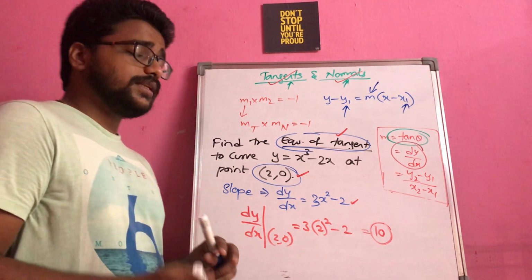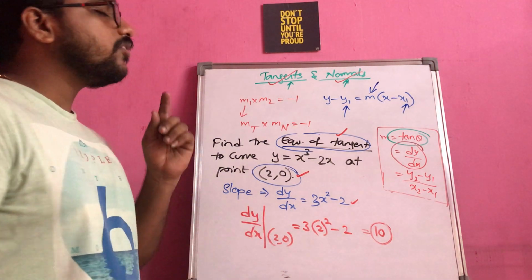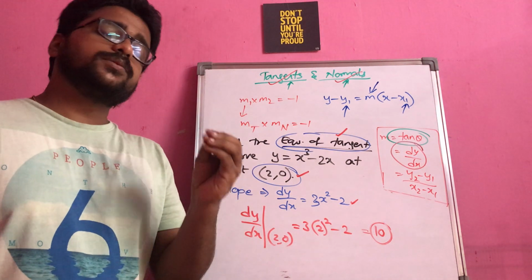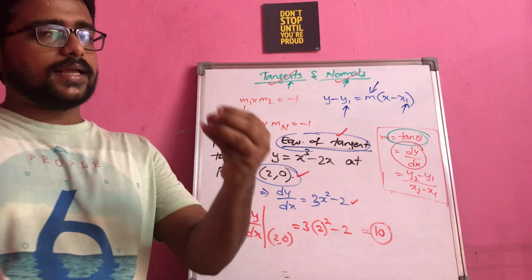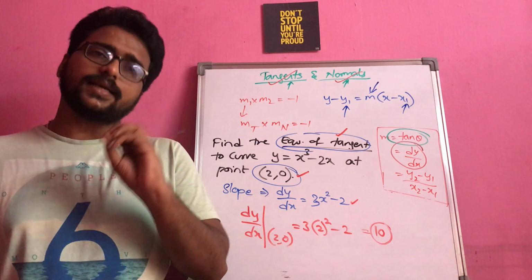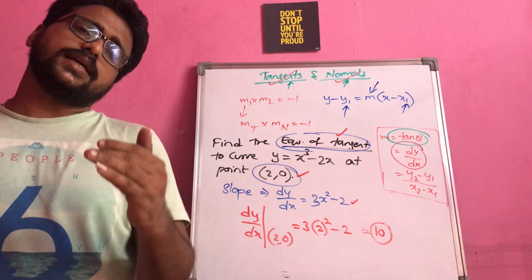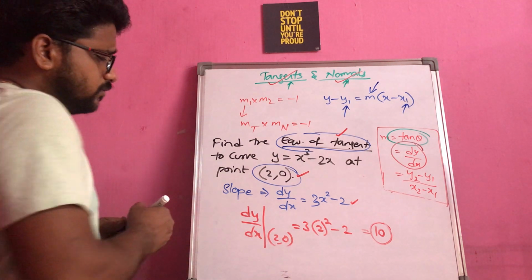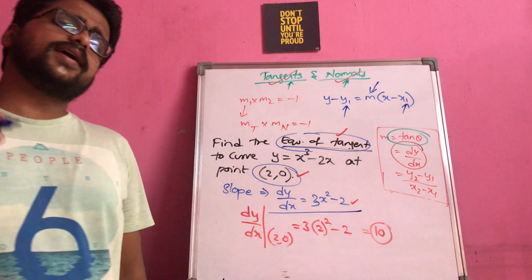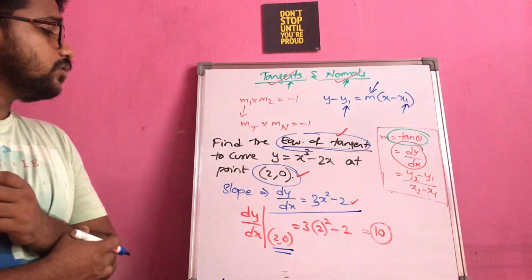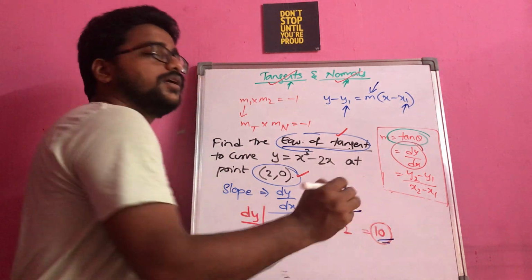This is one important thing to keep in mind: whenever you are finding the equation of a tangent or normal, remember that the slope tells you the change in y with respect to the change in x. When you say that, how can it be a variable? That question has to come to your mind. As it should not be a variable, you find the value of dy by dx at this particular point (2, 0), because of which you get the slope as a constant.